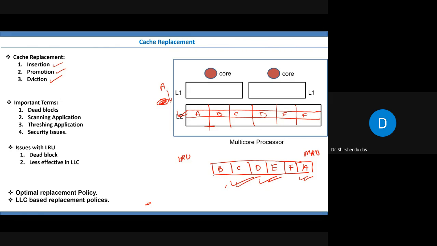Now the next question is how we will change the replacement state. Is it true that in the replacement policy there is a separate hardware, and in that hardware initially A was here and then we'll move A from here to here? No, that is also not the case.